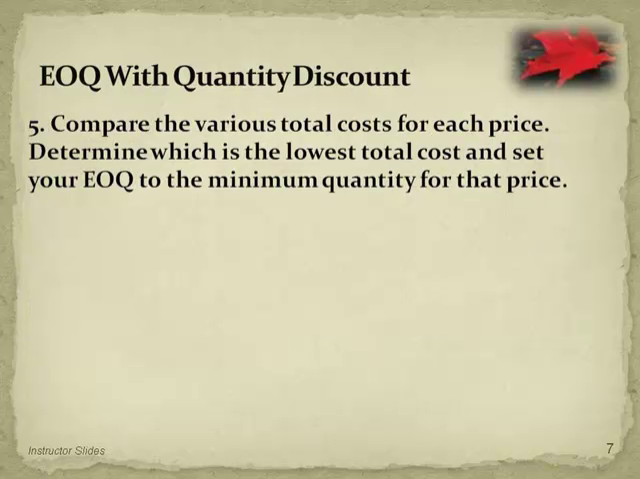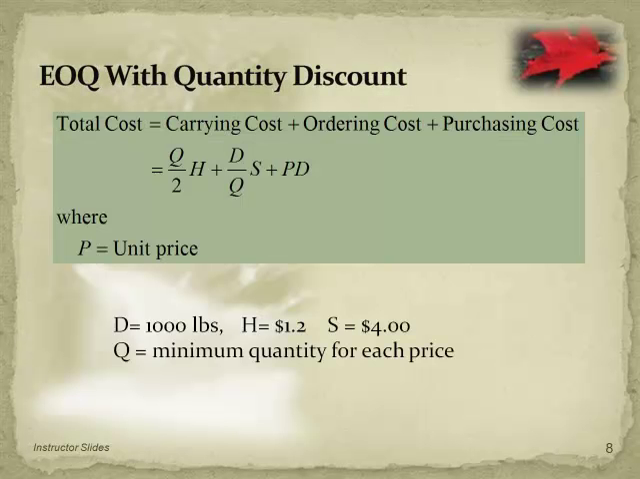So we're going to take a look at the price point for 70 cents. But before we do that, let's review our variables here. So here's our formula for total cost with quantity discount. We have the new factor, price times annual demand, on the back end. In the quantity variable, we're going to insert the minimum quantity for that price point. And for the P, we're going to use the price for that price point. Again, our annual demand is 1,000 pounds, our holding cost is $1.20, and our ordering cost is $4 per order.